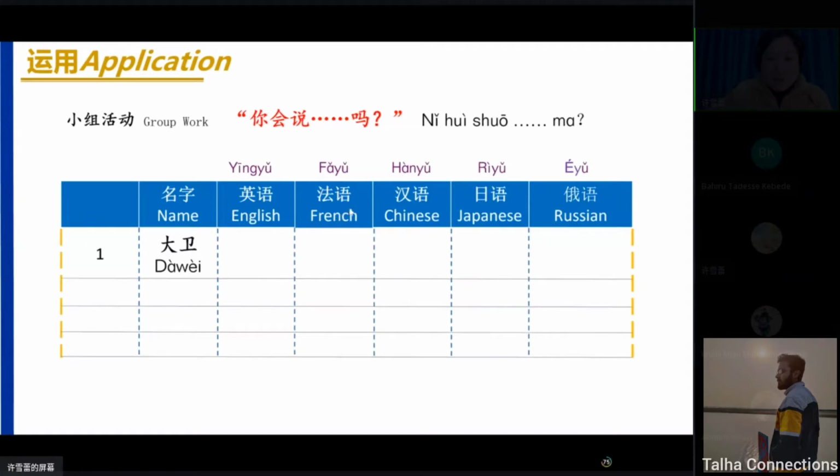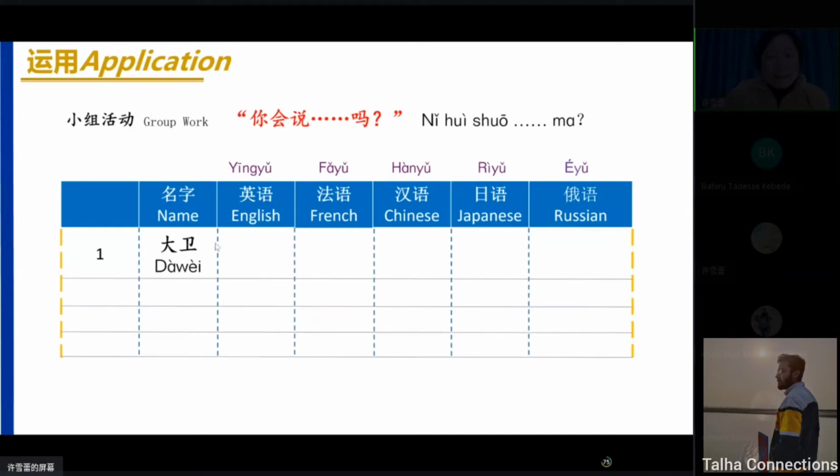法语, French. 汉语, Chinese. 日语, Japanese. 俄语, Russian. Okay, 跟我读。英语, 法语, 汉语, 日语, 俄语.